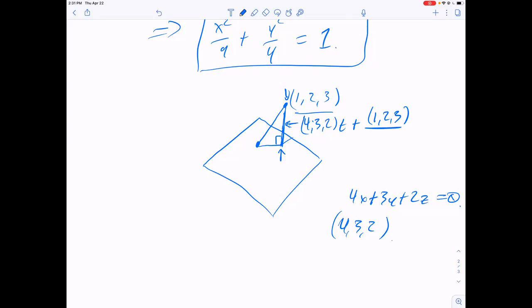I guess the more common variant of this problem will ask you to also compute what the point is on the plane. But in order to do that, it's not very hard. All you have to do is take this equation and plug it into the variables for the plane and then solve for t. Yeah? Great.